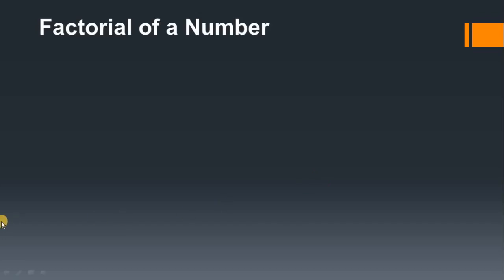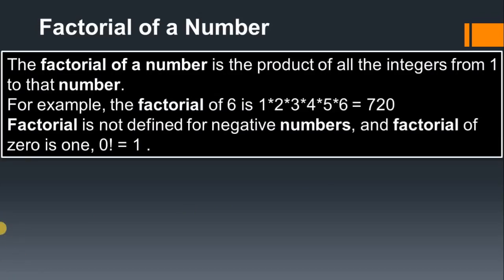So first here you should understand what is factorial of a number. The factorial of a number is the product of all the integers from 1 to that number. For example, factorial of 6 can be written as 1 into 2 into 3 into 4 into 5 into 6. So you will get the answer 720. Factorial is not defined for negative numbers and the factorial of 0 is 1. So that thing you keep in mind.